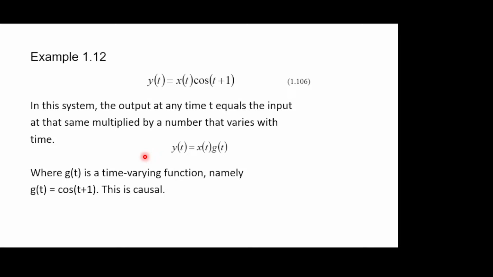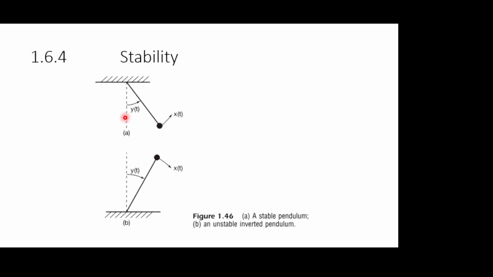So any question on causality? If not, then let's go to the next one. Stability. Intuitively, we want to describe whether a system is stable.